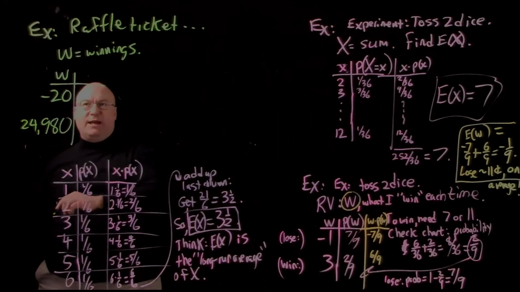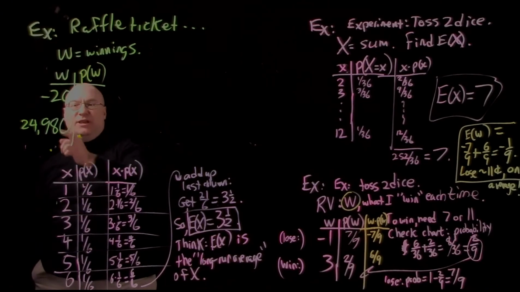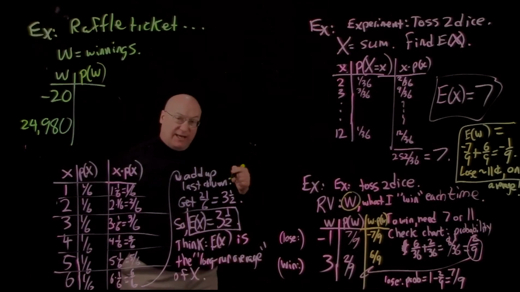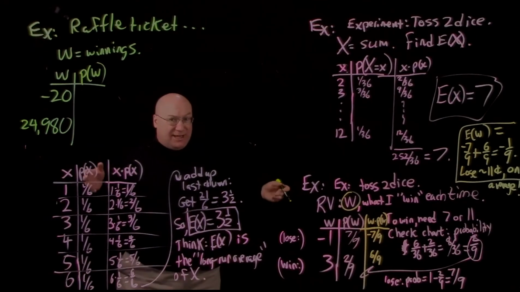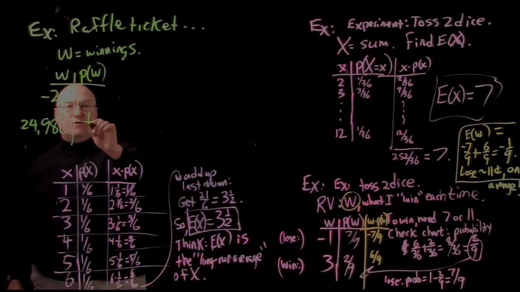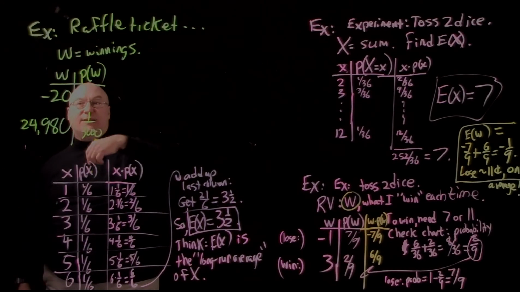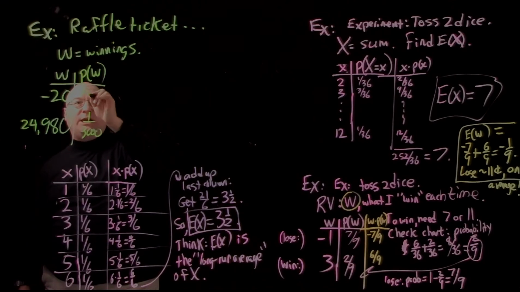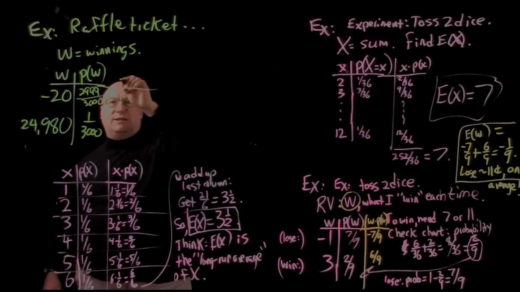So there's my winnings. What are the probabilities? Well, the probability of winning, I bought one ticket out of 3,000. So my sample space of all tickets is 3,000. I bought one, so it's 1 over 3,000. Therefore, the complementary event that I lost has probability 2,999 over 3,000.